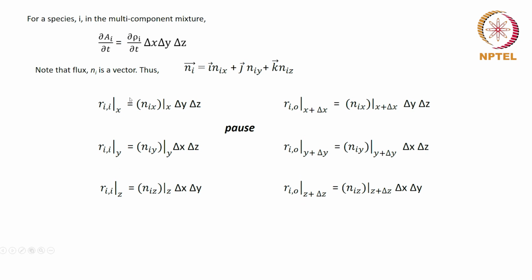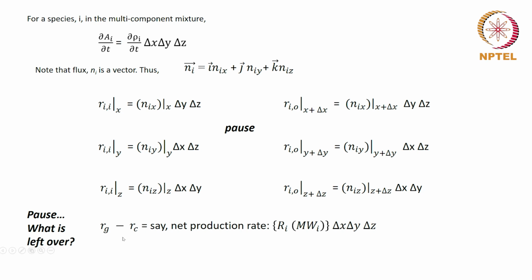Okay. So, what are we trying to do? We are trying to do a mass balance. We had input rate, output rate, generation rate, consumption rate. So, we have written the terms that will contribute to the input rate here, we have written the terms that will contribute to the output rate here. What is left over? Go back to the equation and find out. Yeah, the R_g minus R_c, we will consider that together here, net production rate. It is nothing but the reaction rate.